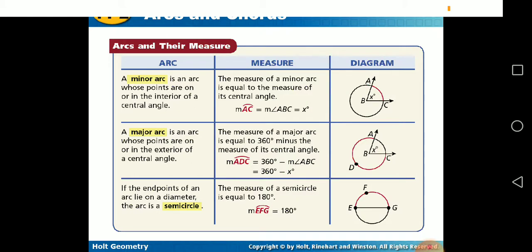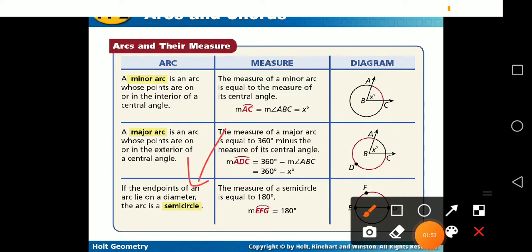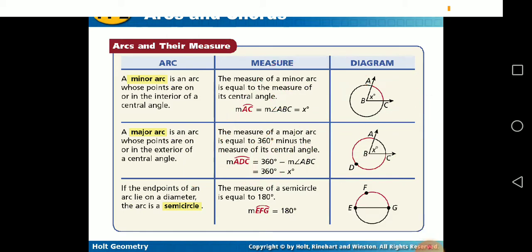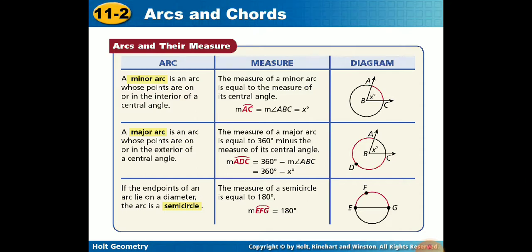I have here also a semicircle. What about the semicircle? This is the measure of a semicircle. It's 180. 180 what? 180 degrees, because the total is 360, and half of 360 is 180. And I can find it on the diameter of a circle. Here it's denoted by EFG.